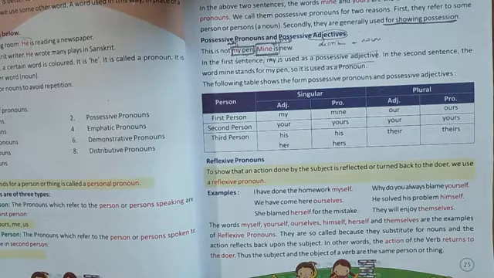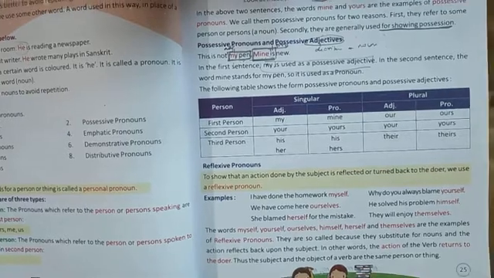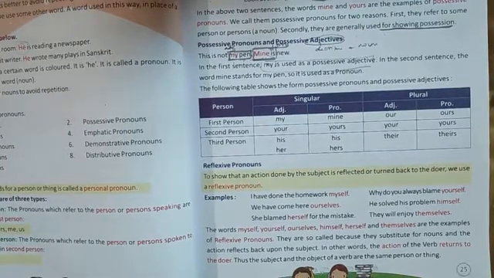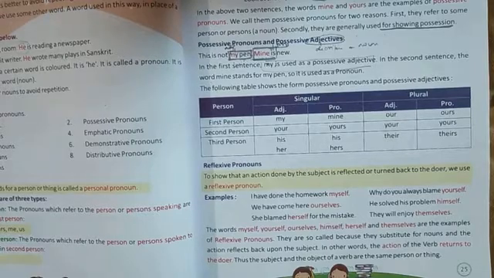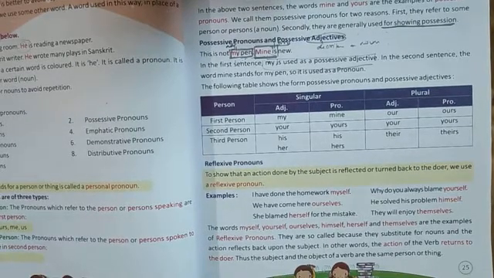In the earlier class, we discussed what a pronoun is and its various kinds. There are 9 kinds of pronoun: personal, possessive, reflexive, emphatic, interrogative, demonstrative, indefinite, distributive and relative pronouns. We have discussed personal and possessive pronouns, and today we will be discussing reflexive pronouns. See what a reflexive pronoun is.